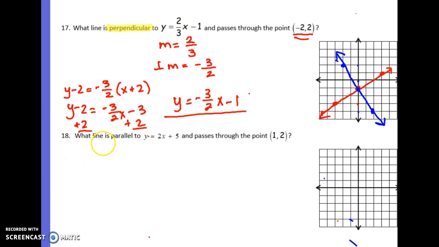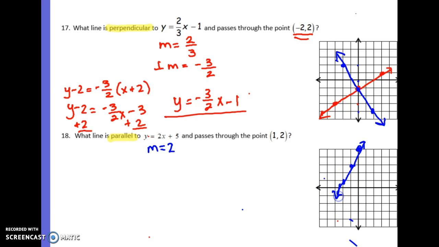Okay, number 18 says what line is parallel. Okay, so pay close attention to what it's asking and passes through this point. So we know parallel is actually going to be the same slope. We want to go through this point. So again, let's graph it. 2x plus 5, 1, 2, 3, 4, 5. Our y-intercept is 5. Our slope is +2, so let's go down 2 to the left 1, down 2 to the left 1. Okay, so we have our line.